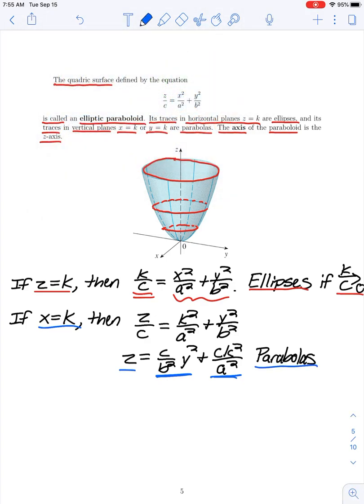So let's see if we can sketch one. So in particular, if I took k as being equal to 0, I would have z is c over b squared times y squared. So I would have a parabola whose vertex would be at the origin, opening up in that yz plane.